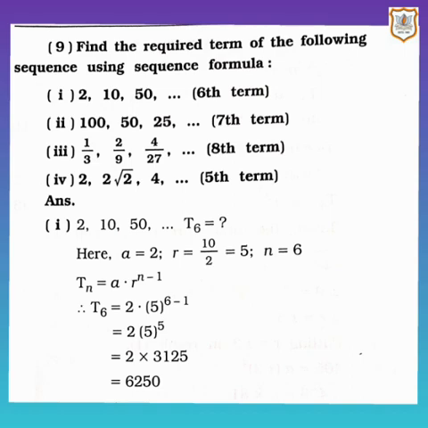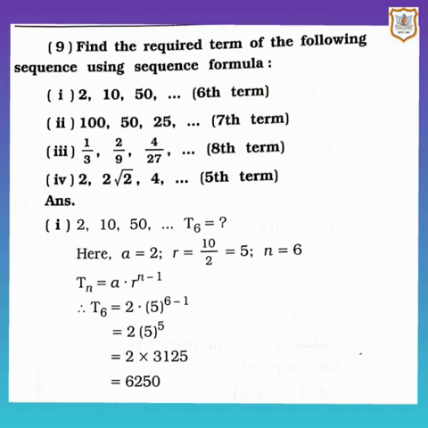In this video we are going to continue exercise 9 section C with sum number 9. Let's read it. Find the required term of the following sequence using formula. So these are the four sums in which we have to find the 6th term, 7th term, 8th term and 5th term. So let's start with sum number 1.